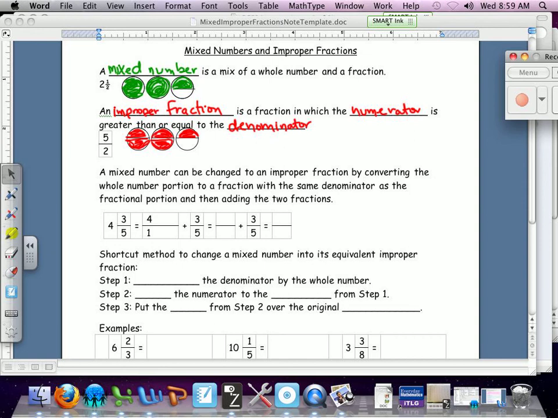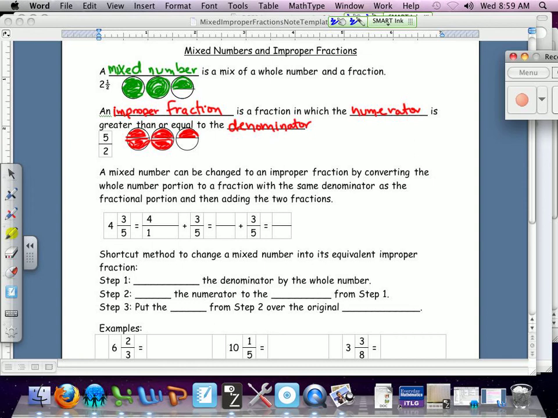So first we're going to go through the long, drawn-out process of how any mixed number could be broken up into all its fraction parts to figure out what it would be as an improper fraction. Then we'll talk about the shortcut, because you don't really have to show how it transforms. So it says a mixed number can be changed to an improper fraction by converting the whole number portion to a fraction with the same denominator as the fractional portion, and then adding the two fractions, because you'll have the whole number amounts of fractions and then the fraction part that you had.